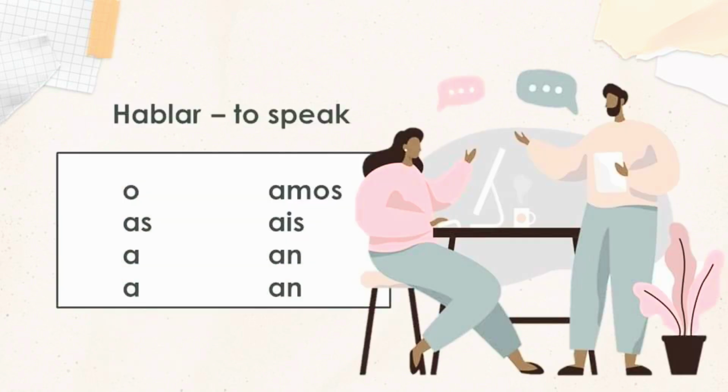As you can see, to conjugate regular ar verbs, simply drop the ending ar and add one of the following. Ejemplos. Hablar, which means to speak. O, as, a, amos, áis, an.